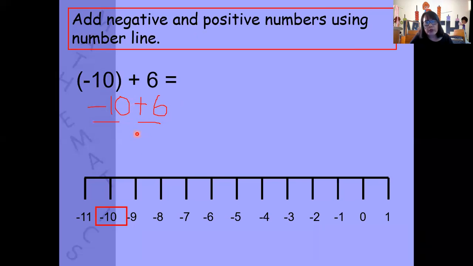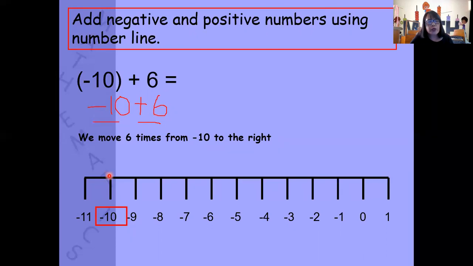Yes, you're correct. Very good. To the right of 0. Therefore, we are going to move to the right. How many times? 6 times. So let's mark our starter number, which is negative 10, and we will move 6 times from negative 10 to the right. Look at my arrow.